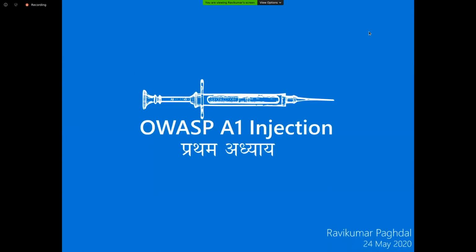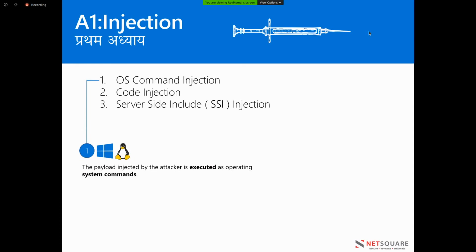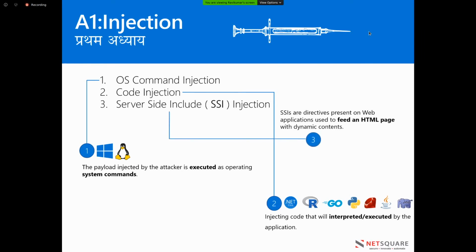So let's start with the first Adhyay. It covers OS command injection, code injection, and server side include. In OS command injection, an attacker can inject and execute operating system commands. In code injection, an attacker can inject code, and the code will be interpreted and executed by the application itself. In SSI, server side includes are directives present in a web application used to load dynamic content into the HTML page. Through that, you can achieve command injection in SSI injection itself.